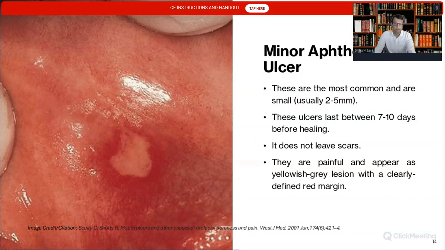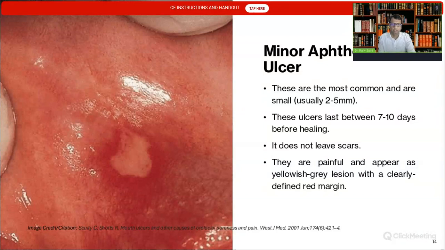This is a very clear, typical clinical picture of a minor aphthous ulcer, where you can understand the real clinical situation. These are very common in clinical settings when you observe your patients. They are very small, usually 2 to 5 millimeters in dimension. The healing period is usually 7 to 10 days. We will discuss later in this presentation how we can enhance this healing and make the process faster, so that the patient can be relieved much earlier.